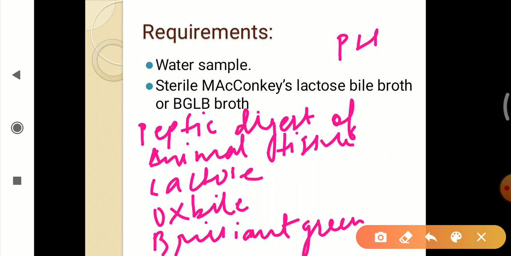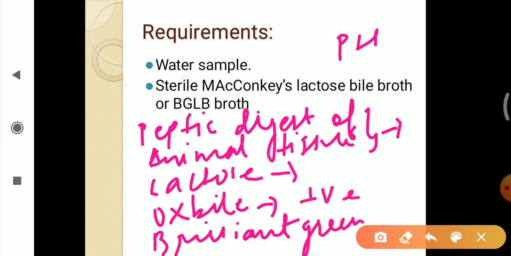Peptic digest of animal tissue will serve as a source of many essential nutrients. Lactose is a carbon source. In this, the organisms will ferment the lactose sugar into acid and gas. Then there is the ox bile, which will inhibit the gram positive bacteria.